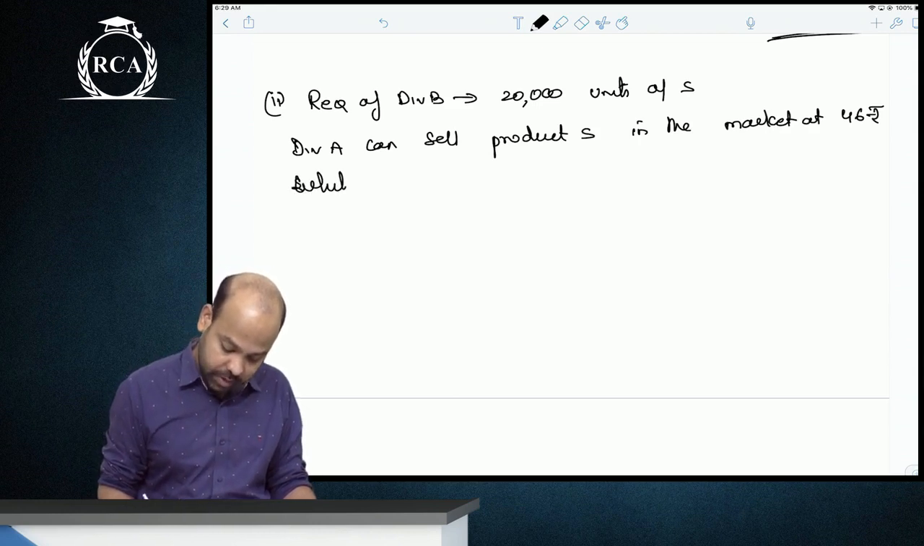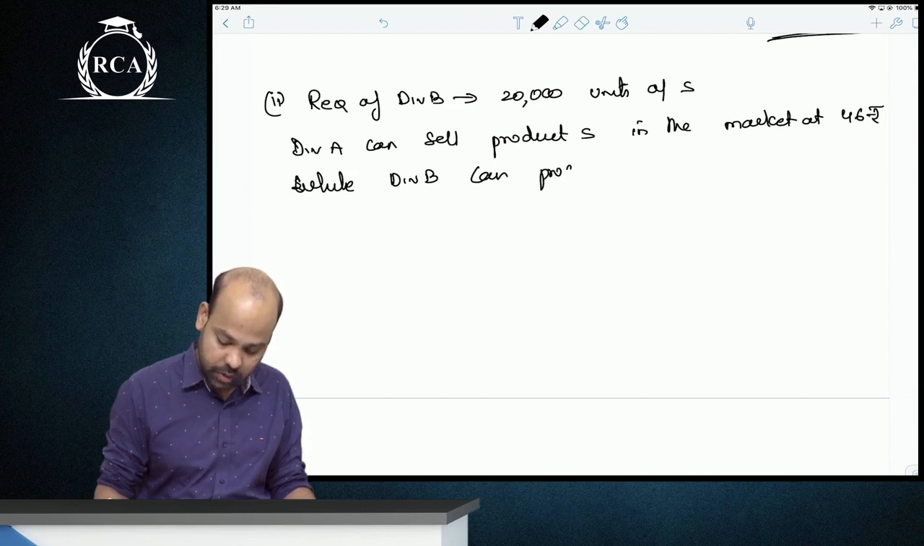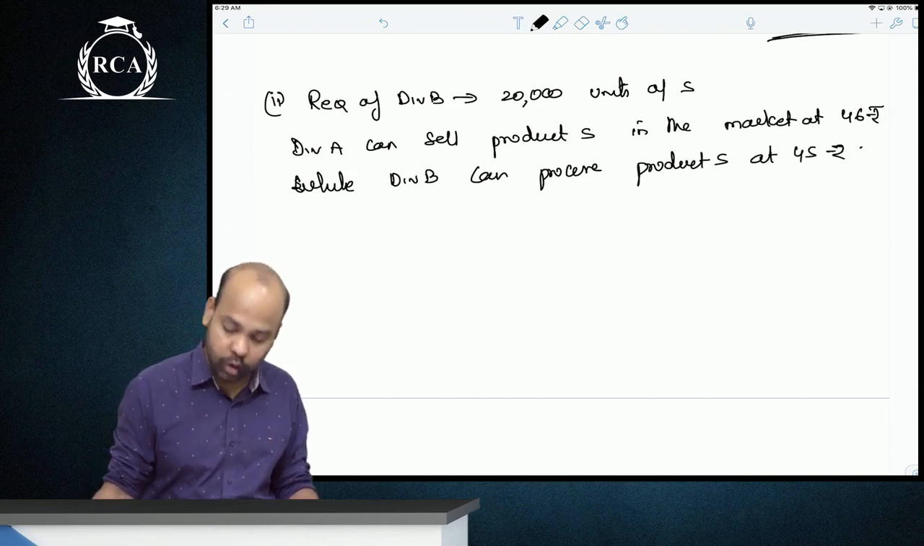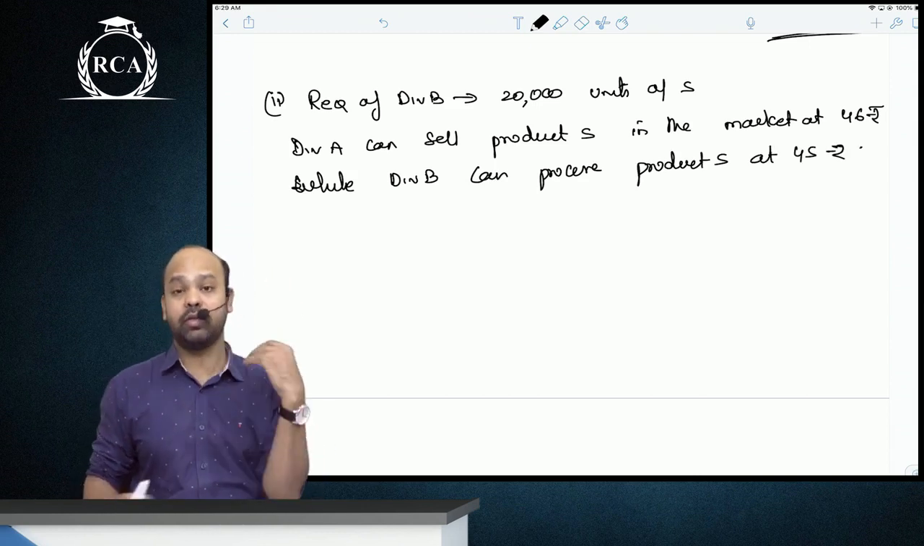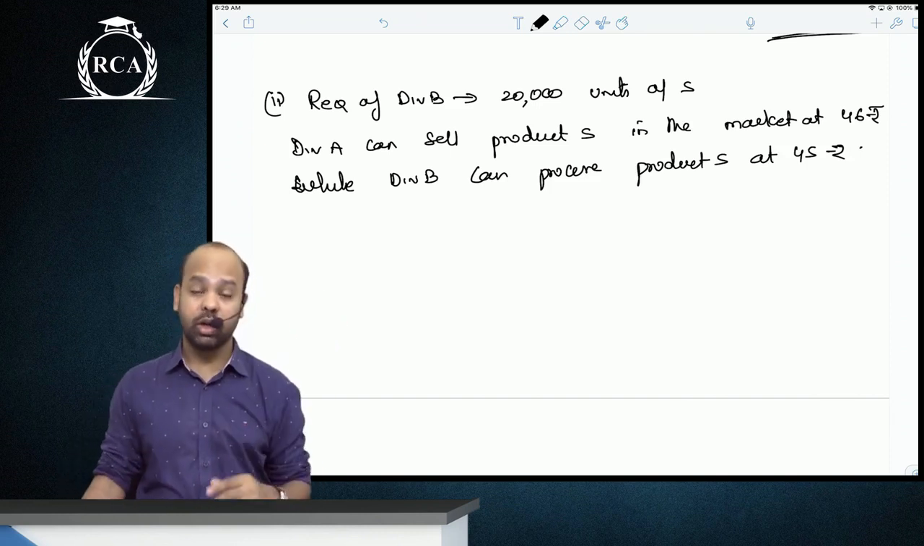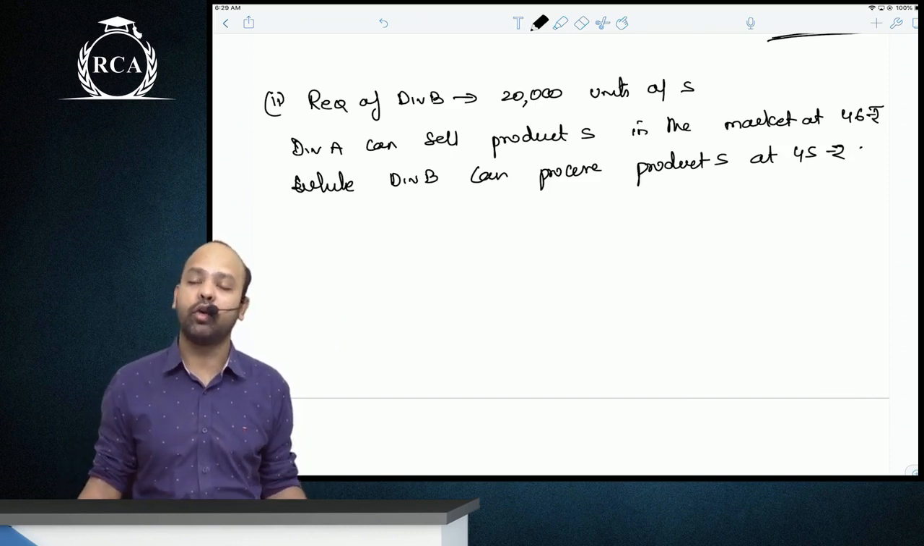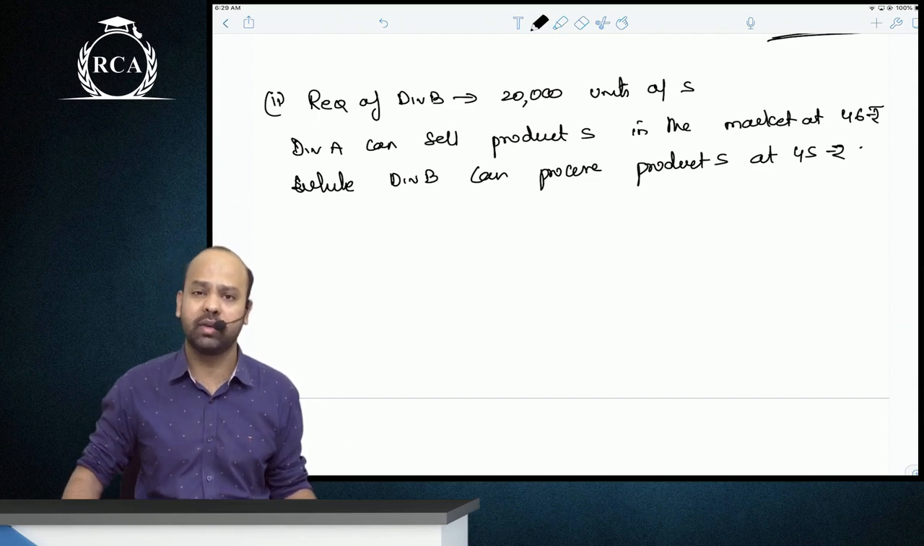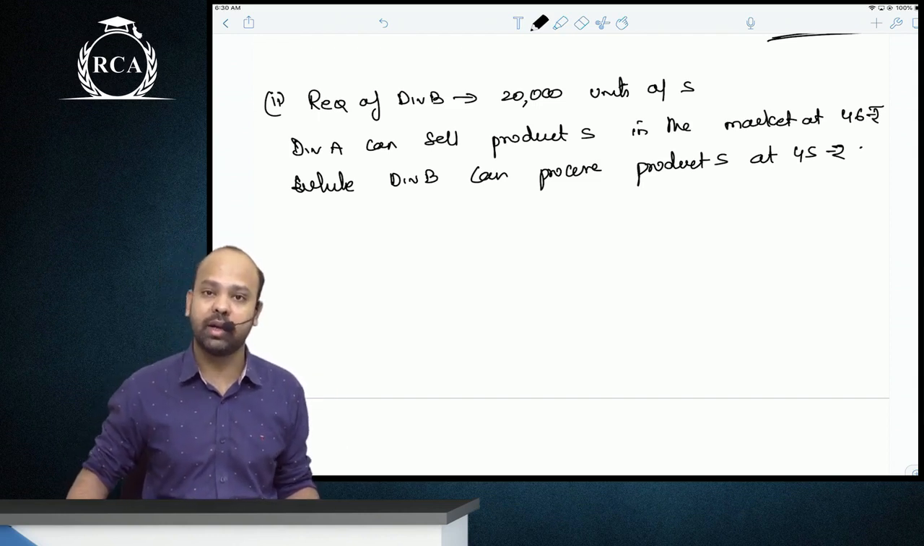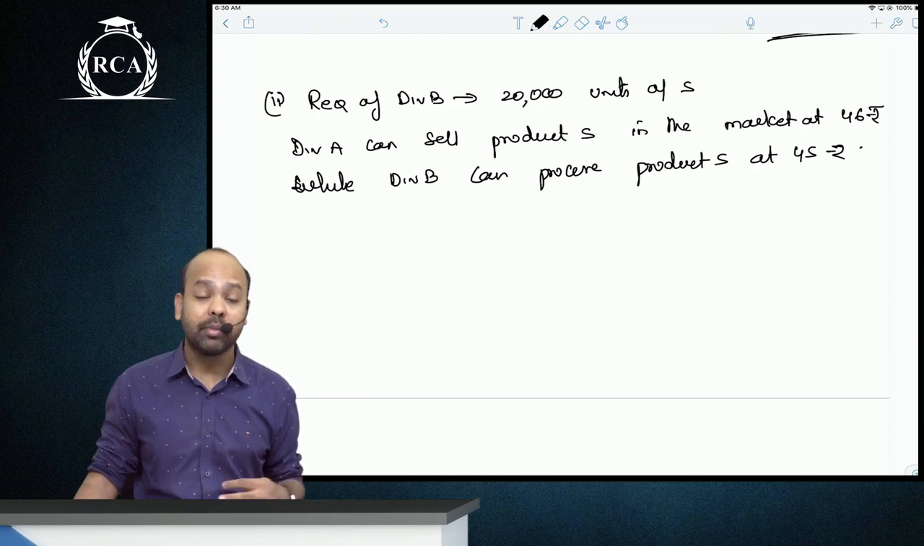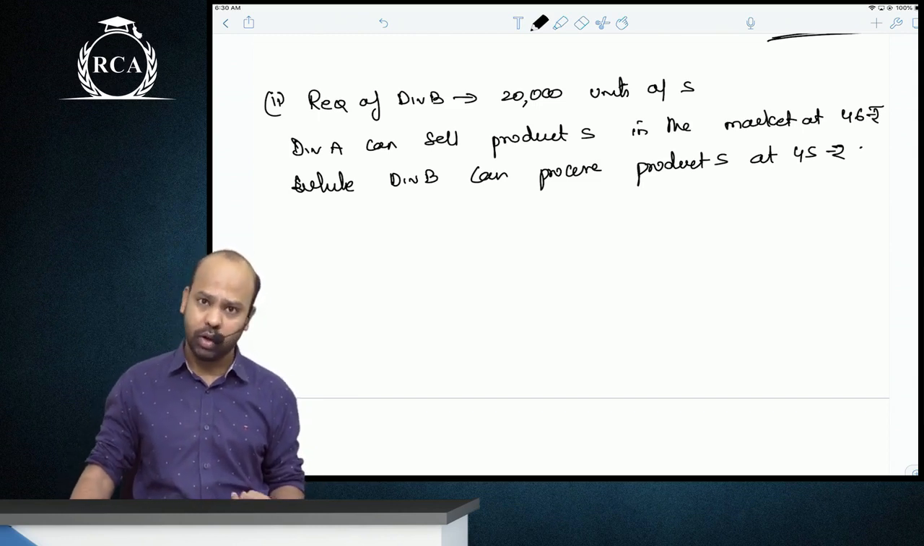While division B can procure product S at 45 rupees only. We are able to sell it in the market at 46, while our own division is able to procure it from the market at 45 rupees. There can be non-quantitative characteristics, like the quality of the product, reliability of the vendor. All of that would also play a role.